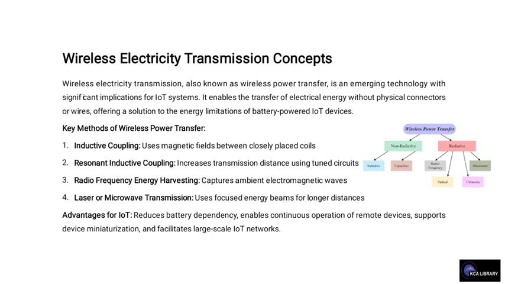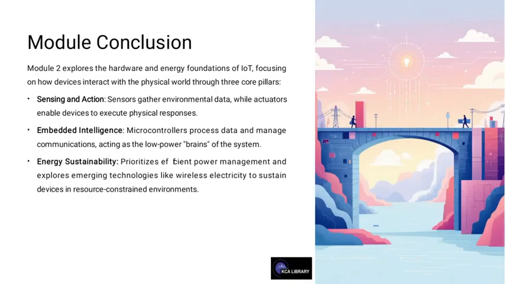And we have methods of wireless power transfer. The first is the inductive coupling. The second is the resonance inductive coupling. You have the radio frequency energy harvesting, and we have the laser or microwave transmission. And the advantages of this to Internet of Things are the reduction of battery dependency, enabling continuous operation of remote devices, supporting device miniaturization, and lastly, it facilitates large-scale Internet of Things networks.